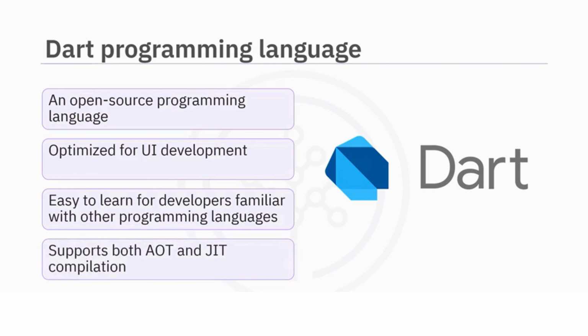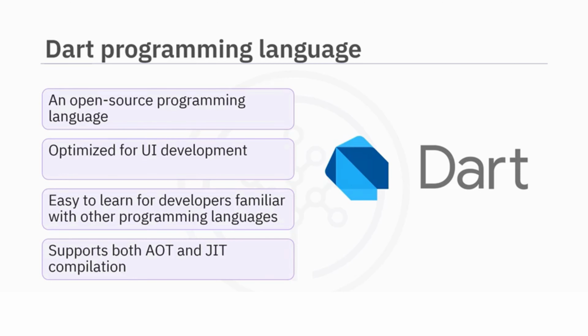Dart also supports ahead-of-time, or AOT, compilation, where Dart code is compiled into native machine code before the application is run for faster startup times. It also supports just-in-time, or JIT, compilation, where Dart code is compiled into intermediate code, which is then interpreted and compiled into machine code at runtime. By supporting both AOT and JIT compilation, Dart provides the performance needed for production applications and the flexibility required for rapid development.